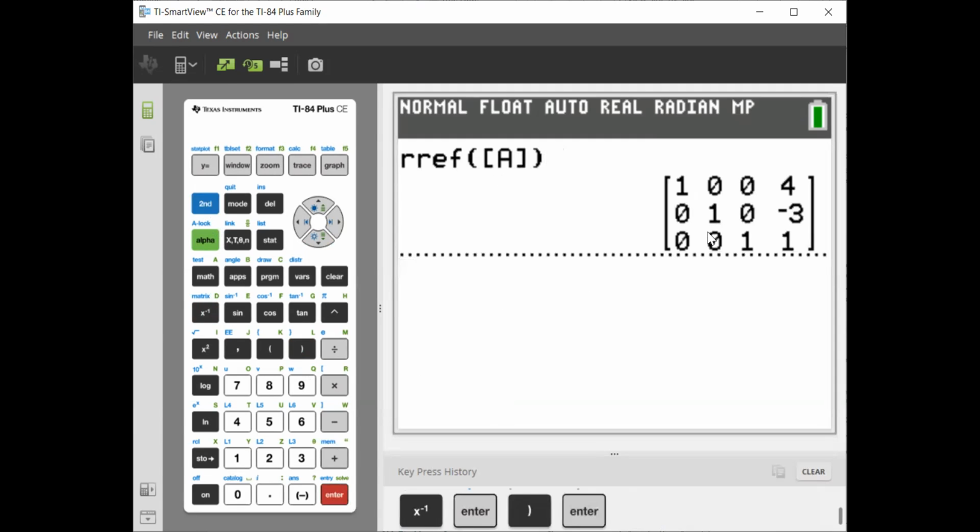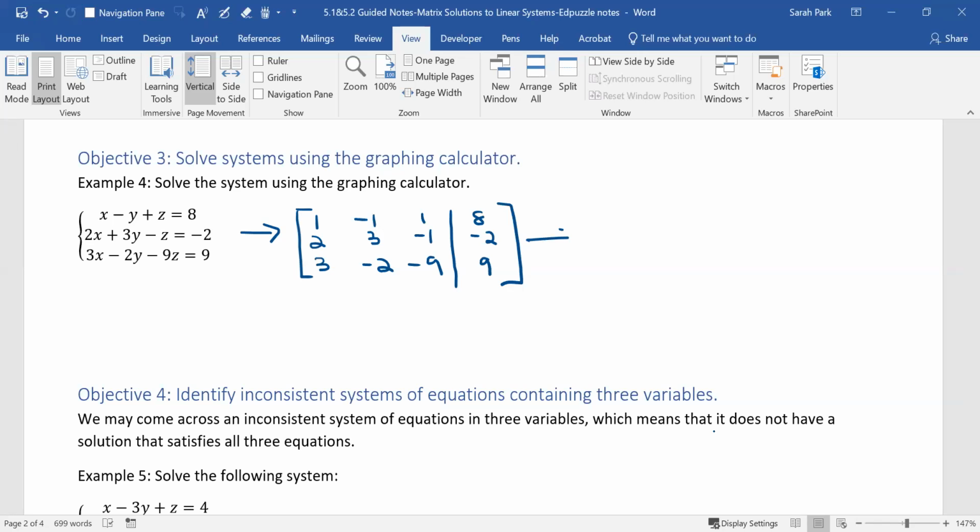And it gives us this new matrix, and we're going to copy this down. Notice how all the ones are in a diagonal and all the other entries are zeros except for the last column. So let's head back to our guided notes and write that down. Okay, so using reduced row echelon form, we had this new matrix. It was 1, 0, 0, 4, 0, 1, 0, -3, 0, 0, 1, 1.